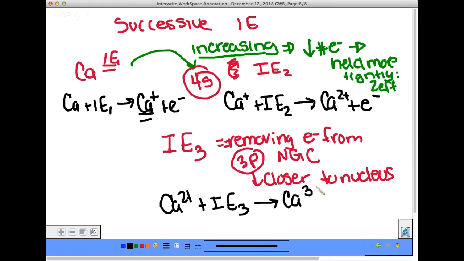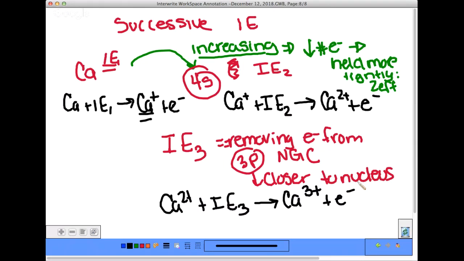Huge jump. And so now we're going to have calcium with a 3+ charge and an electron that's left over. Does that make sense? I hope that does. Nicholas, is list in order of distance from nucleus?